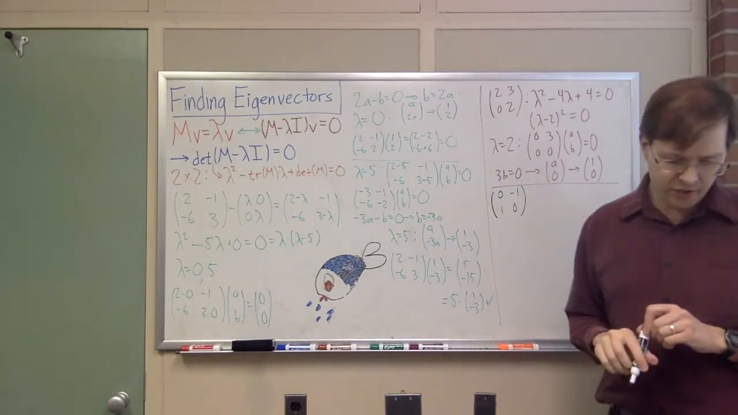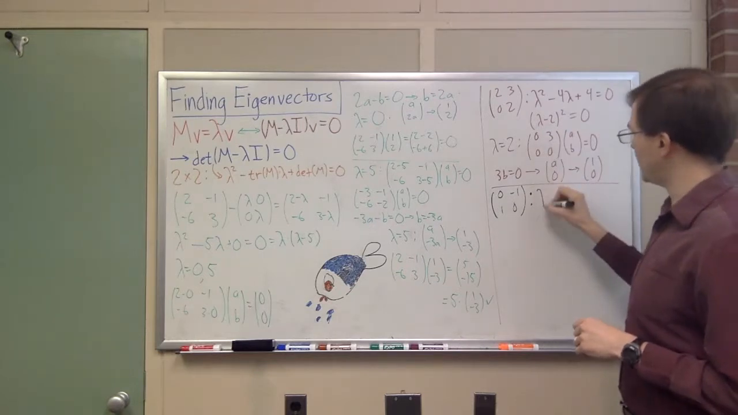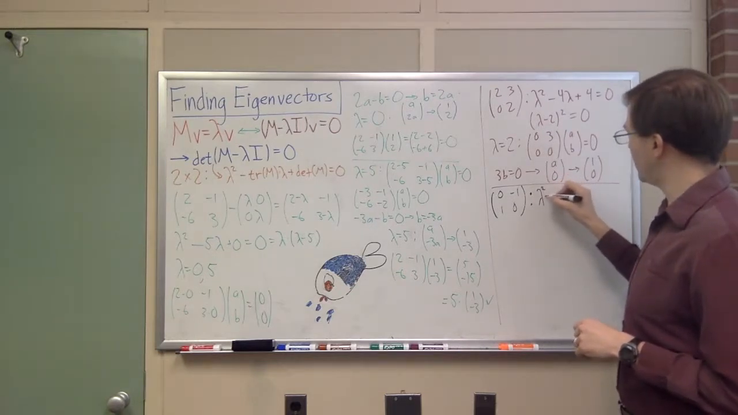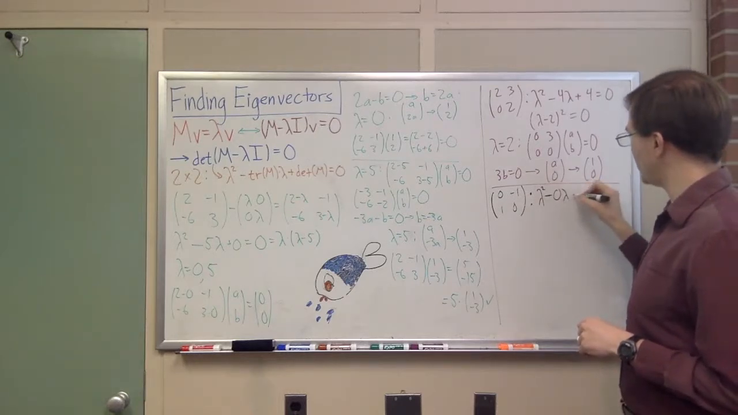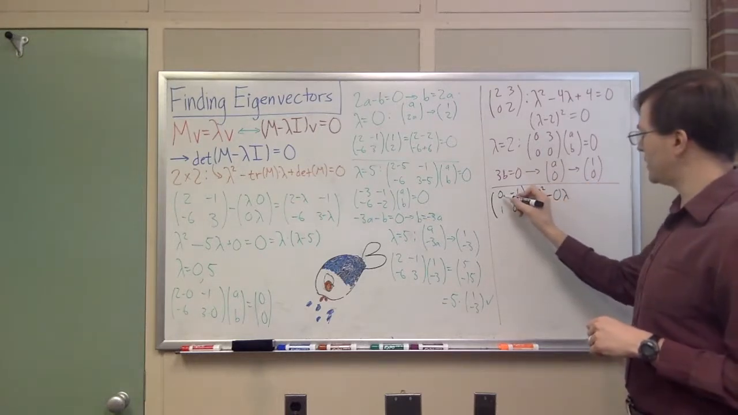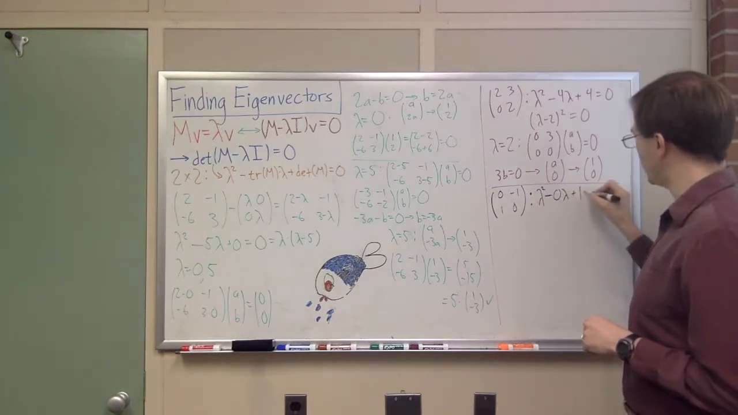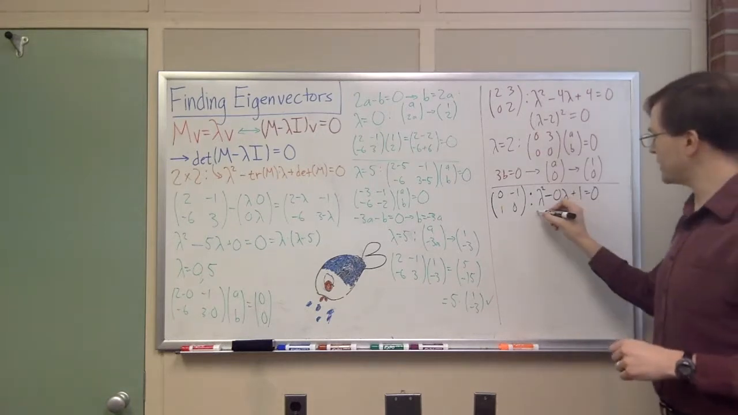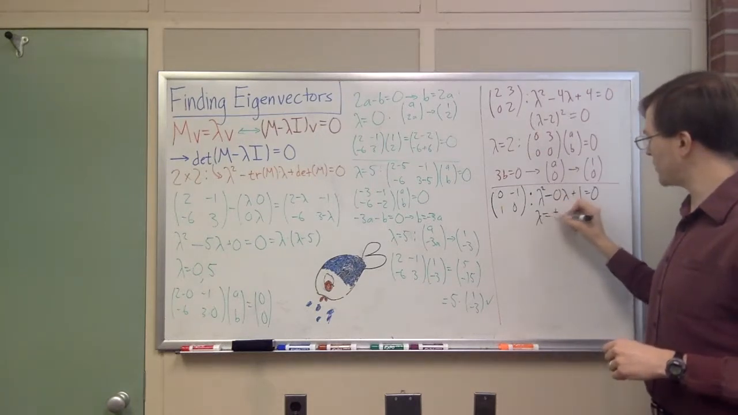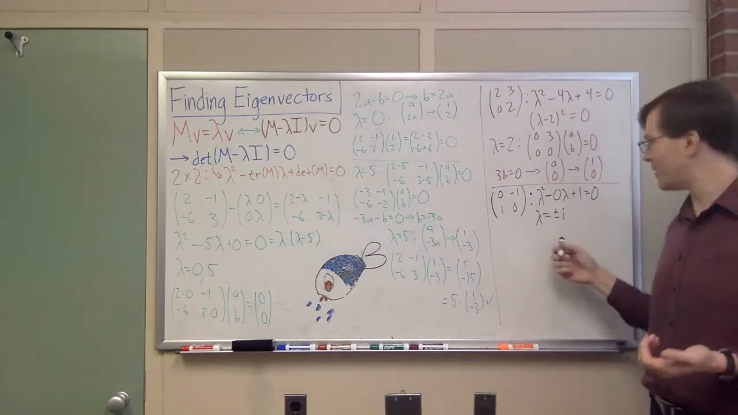And when I do this, well, I can use my polynomial again. It's going to be lambda squared minus the trace, which is 0, times lambda, plus my determinant, which is 0 squared minus negative 1 times 1, so plus 1, equals 0. Lambda squared plus 1 equals 0. That tells me that lambda equals plus or minus i, the imaginary unit.